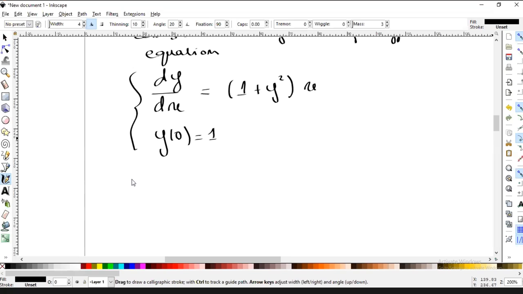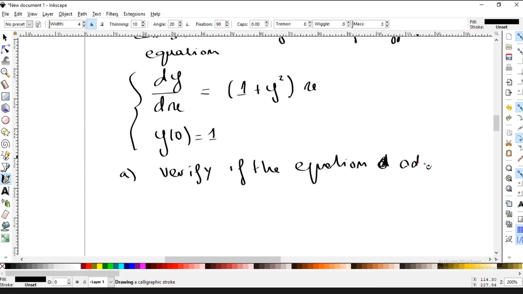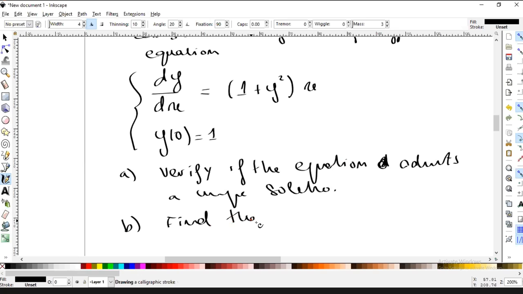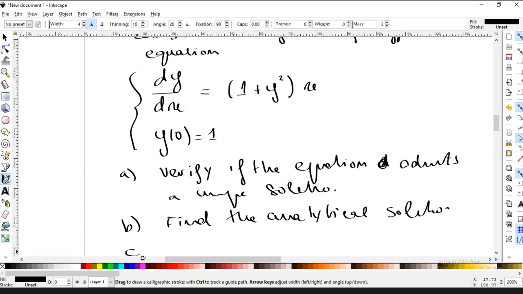First of all, we must verify if the equation admits a unique solution. B, find the analytical solution. And C, study the behavior with respect to round-off error.